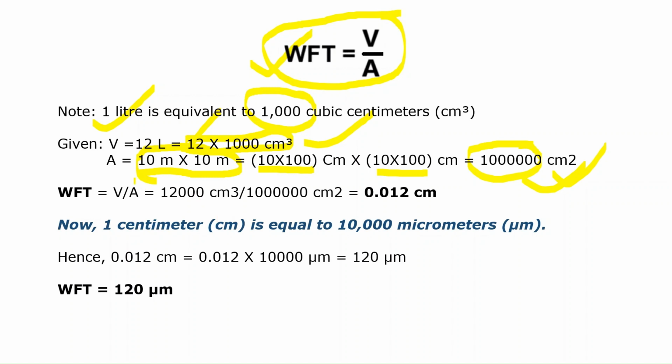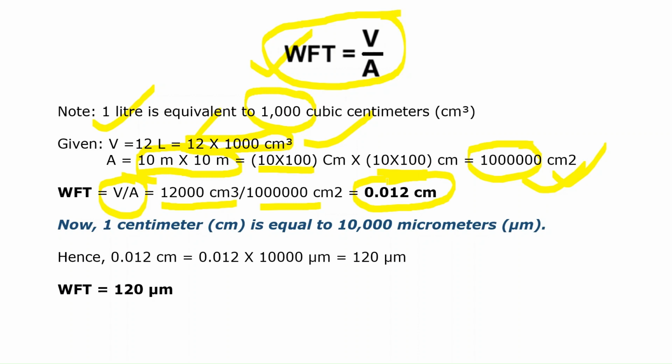So we'll put that in our formula. The formula is V by A. The volume is 12,000 cubic centimeter and the area is 10 lakh square centimeter. After calculating, we'll find this value: 0.12 centimeter.